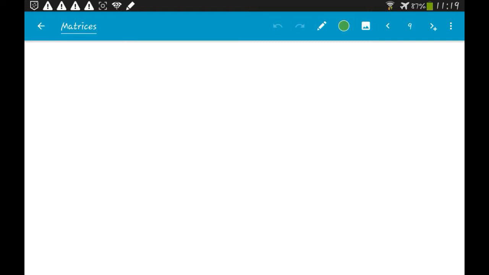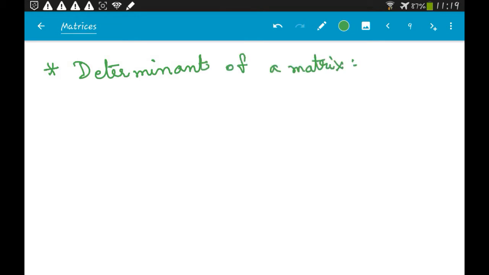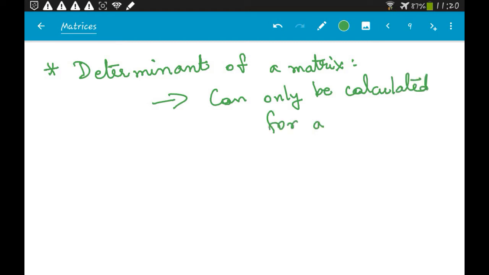Alright, so there are better methods, and in order to get to that, first we will see what is a determinant of a matrix. The determinant is a useful number. You can only find a determinant for a square matrix. It can only be calculated for a square matrix.